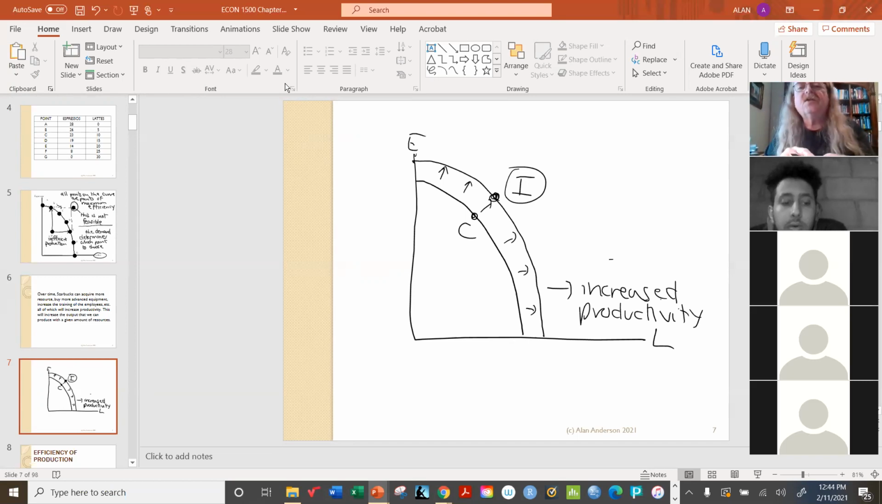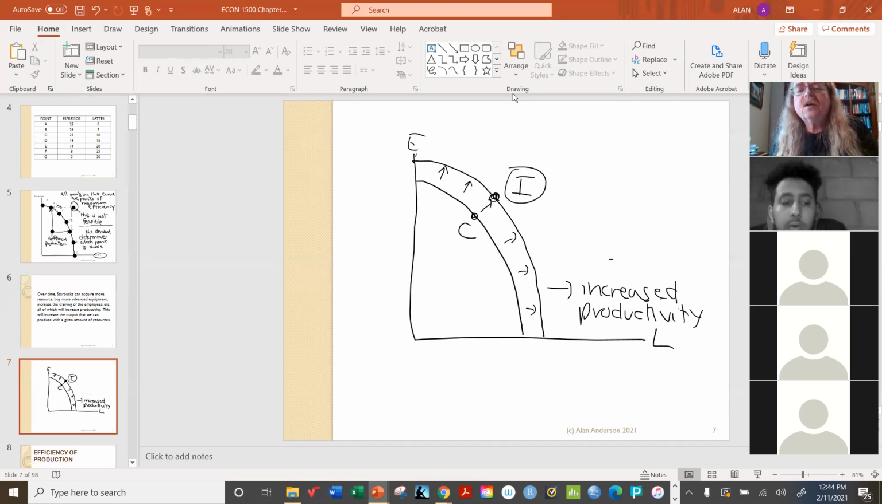So the entire curve would shift to the right. But of course, this takes time. In the short run, we're restricted to all the points on this curve. So this is more of a long-term activity. Increasing our output like this requires a change in resources. But this is how companies can evolve over time.